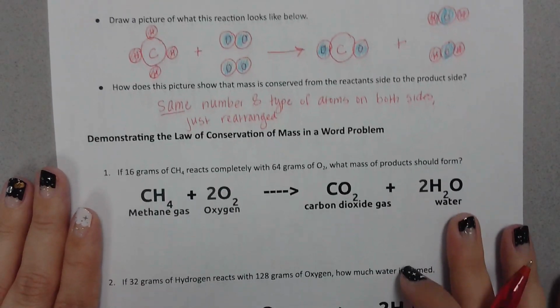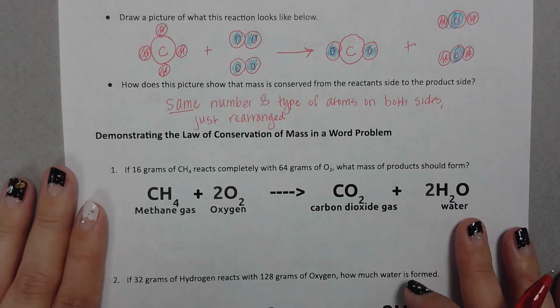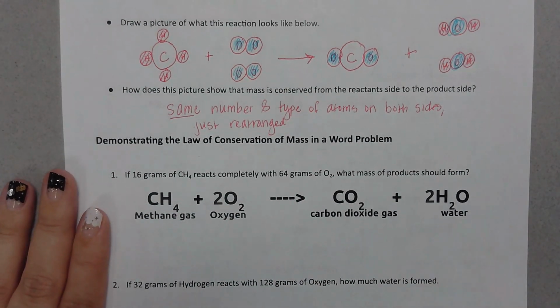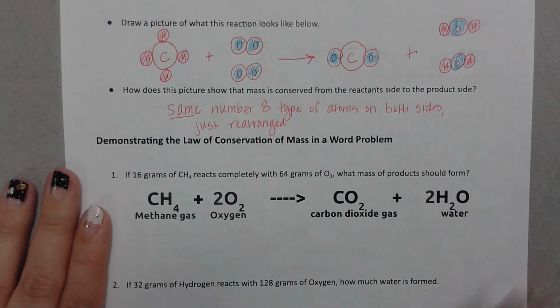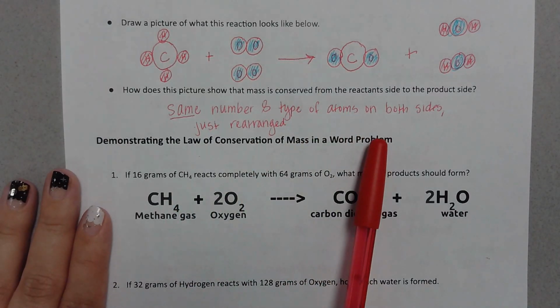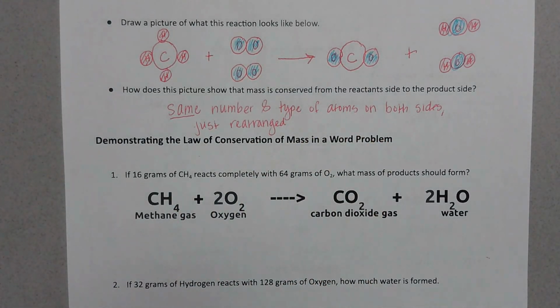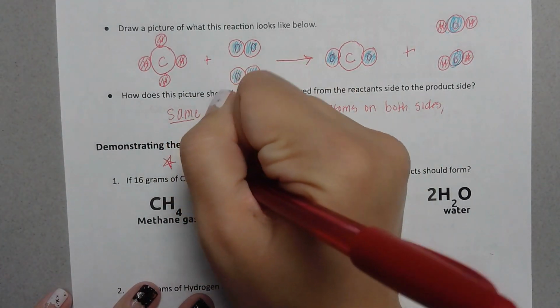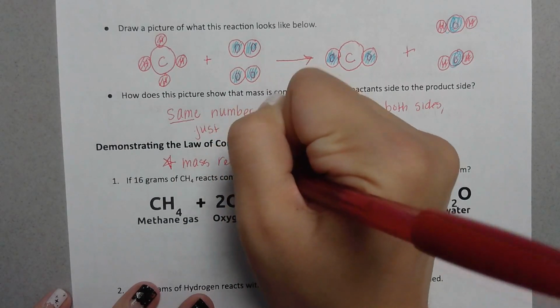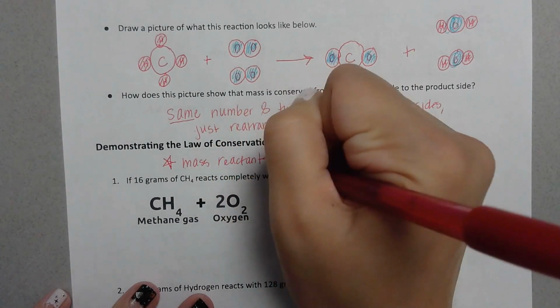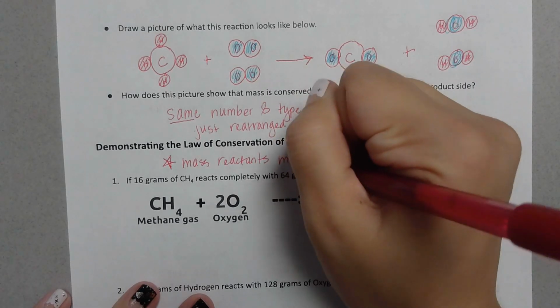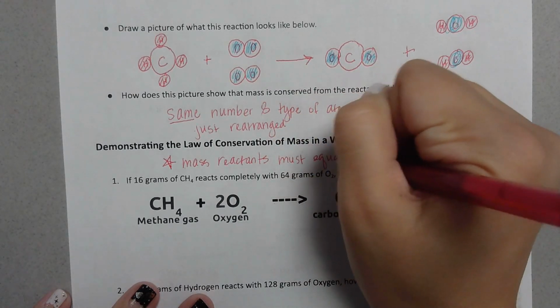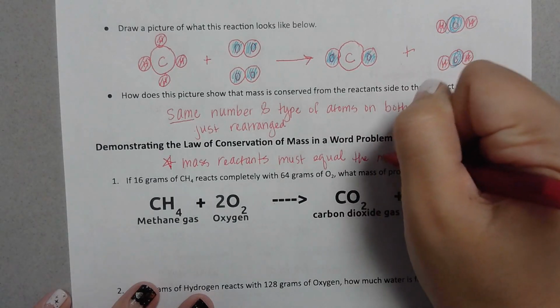So the law of conservation of mass can also be used to talk about the actual mass or weight of the products in the form of a word problem. Now what you need to remember is that the mass of the reactants must equal the mass of the products.